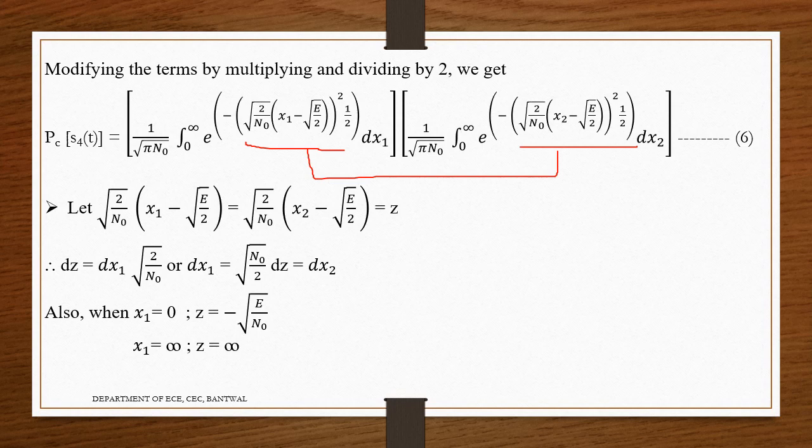When I differentiate it, dz equals dx1 into the square root of 2 by N0, or dx1 equals the square root of N0 by 2 into dz, and dz equals dx2. So dx1 equals dx2, which is the square root of N0 by 2 into dz. So both are equal. Now when x1 equals 0, you substitute here, what will you get?